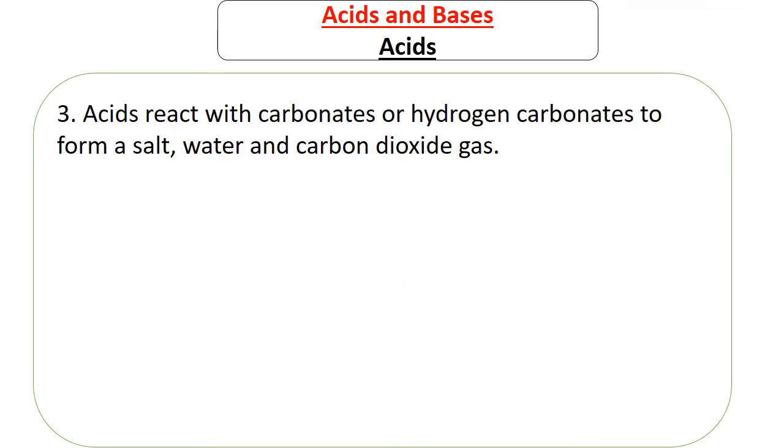Number 3, acids react with carbonates or hydrogen carbonates to form a salt, water, and carbon dioxide. So acids react with carbonates, such as sodium carbonate, or hydrogen carbonates, such as sodium hydrogen carbonate, to form a salt, 1, water, 2, just like in neutralization, but in addition, carbon dioxide gas is formed.